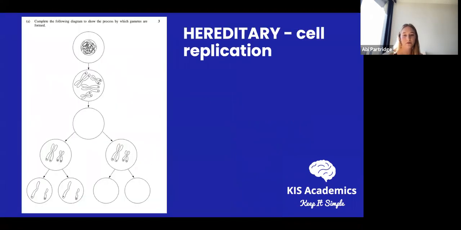Okay, the next one, see if you can draw out what you think might go in each of the circles.